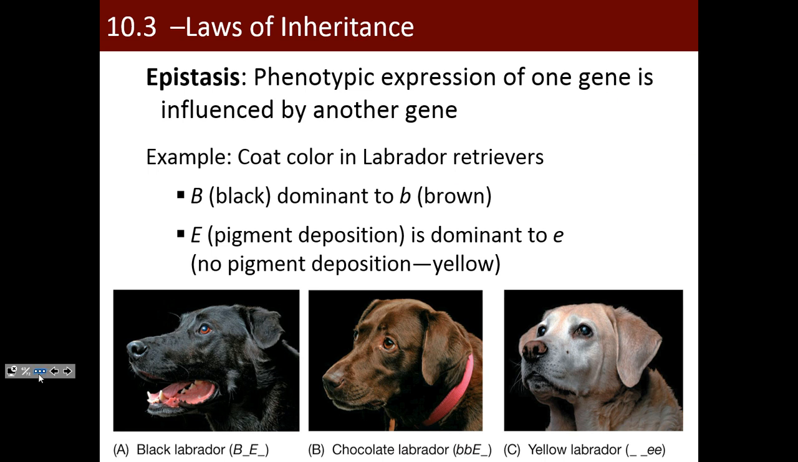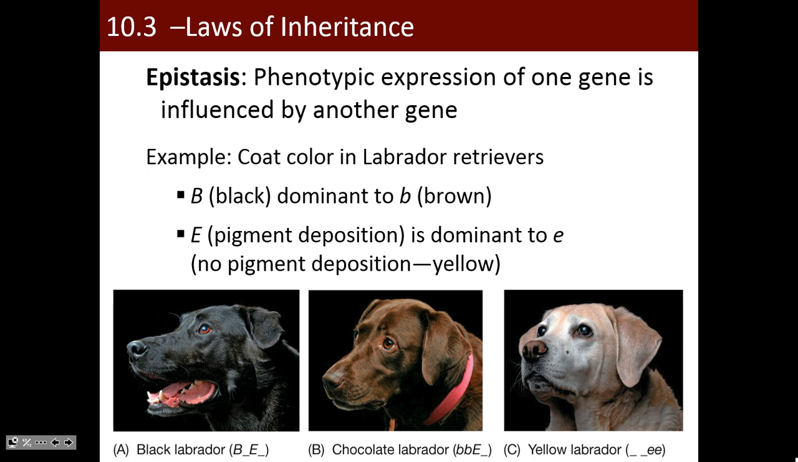Okay, so the next type of inheritance is epistasis. And epistasis is something you've also already looked at. This was the extension in your lab handout, right? Basically, what happens in epistasis is that the phenotypic expression of one gene is influenced or controlled by another gene. So the purple seed color versus yellow seed color versus white seed color in corn was one example. Coat color in Labrador retrievers is another example.